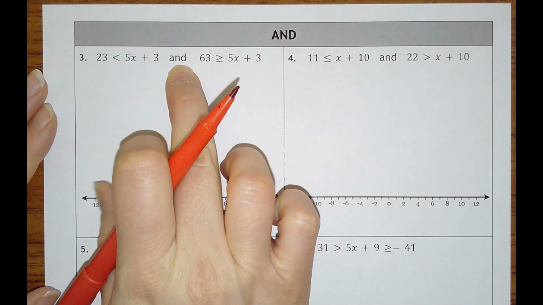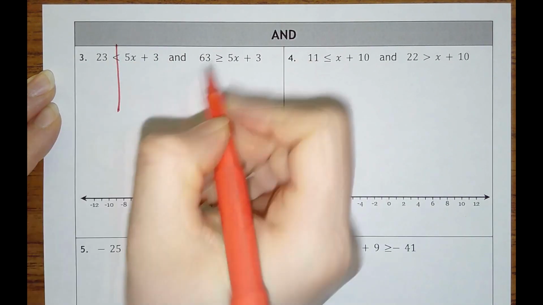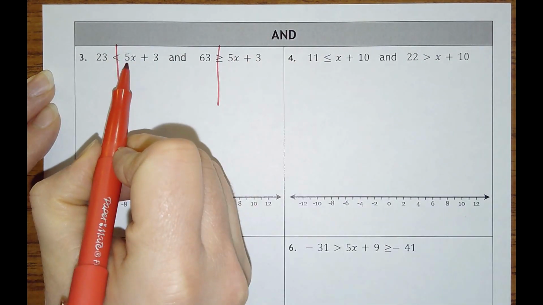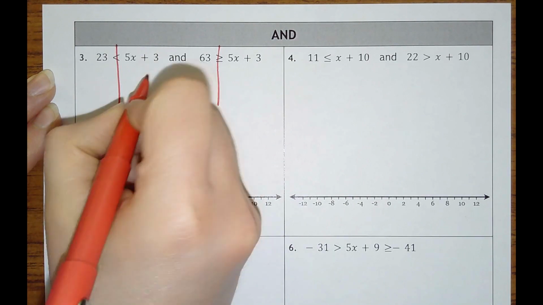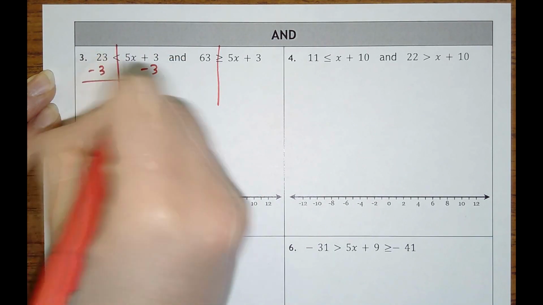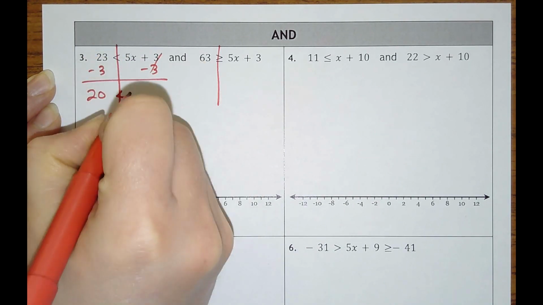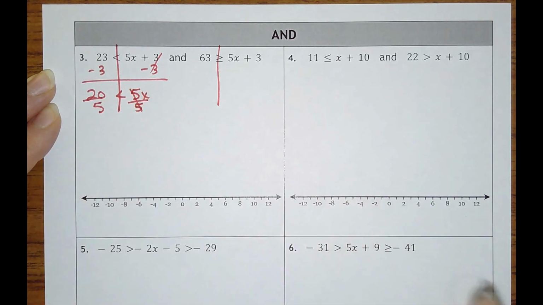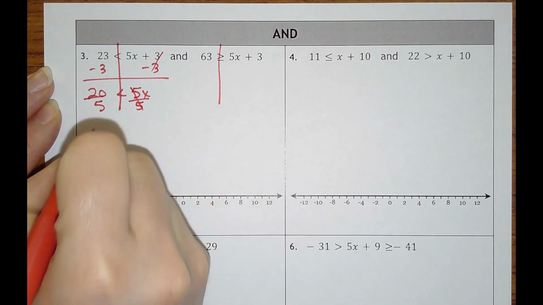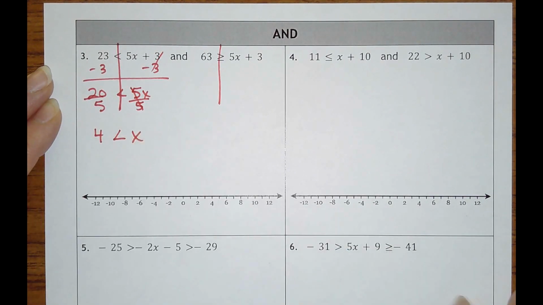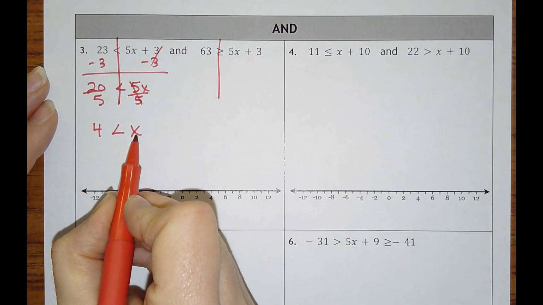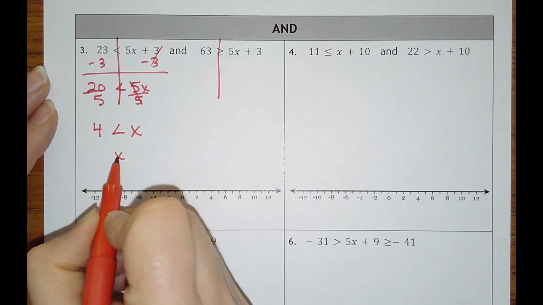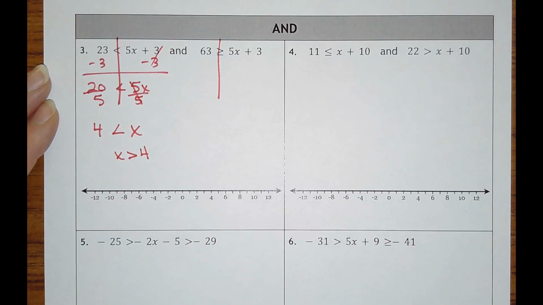So we've got an and here. We're still going to solve these separately. Okay, so I've got 5x plus 3 here, so I would subtract 3 first, which would give me 20 is less than 5 times x, divide by 5. I'm not dividing by negatives, don't flip. Read it from x. X is greater than 4. So this could be a number that's bigger than 4. So 5, 6, 7, 8, 9, 10, on and on and on.